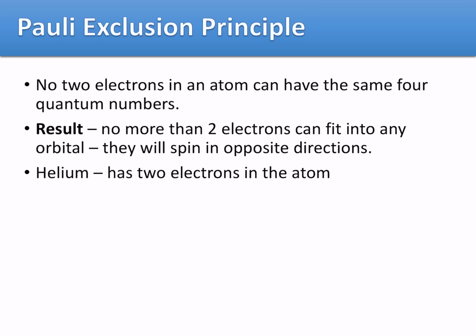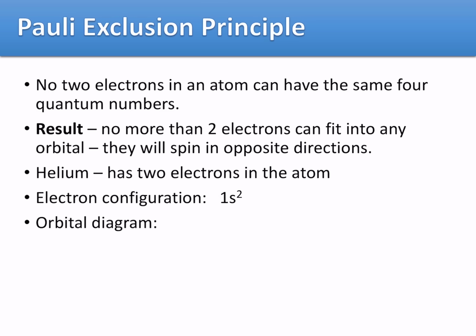Okay, so for example, we're going to look here at the configuration of helium, and helium is just two electrons, right? For helium, it's simply the 1s orbital with two electrons in there. The electron pointing up will have a spin plus 1/2. The arrow pointing down would be the spin minus 1/2.